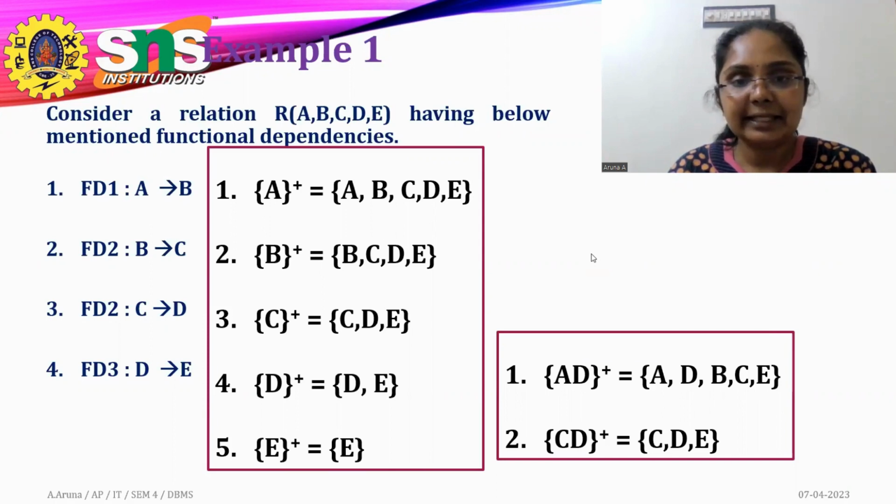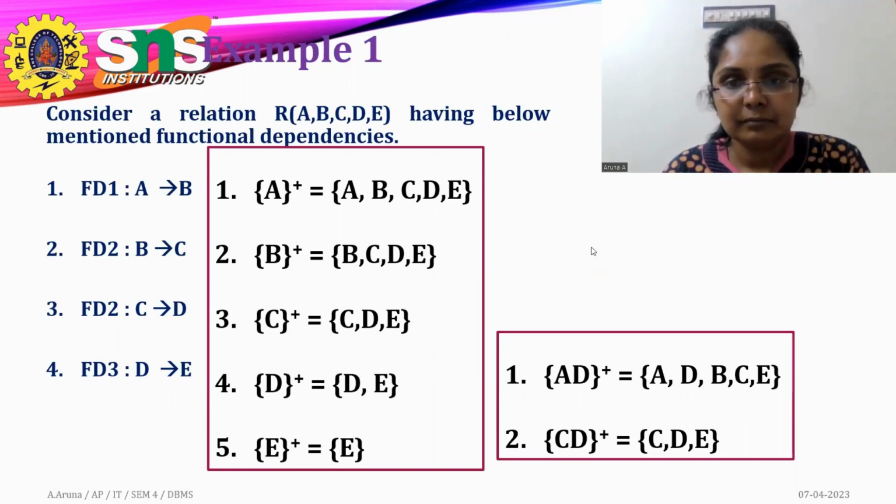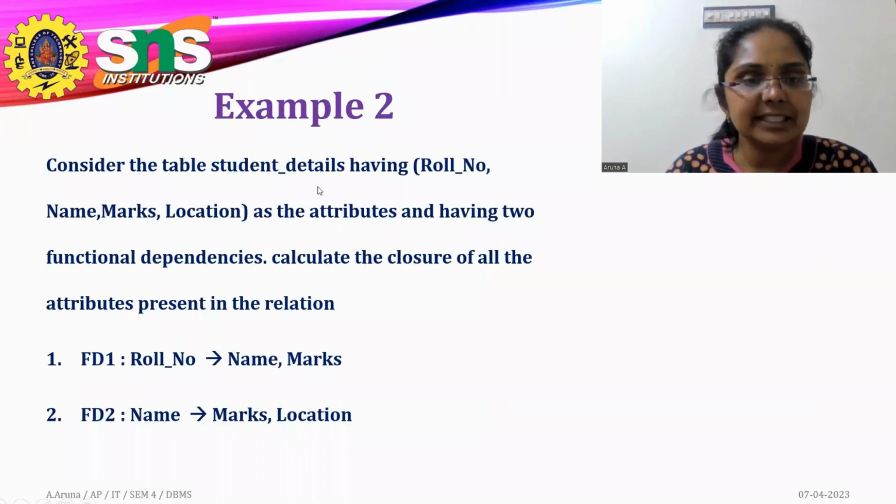Now let us see another example along with a table. This is the second example. Consider the table student detail, which contains 4 attributes: roll number, name, marks, and location. There are only two functional dependencies, and using them we have to calculate the closure set. One is roll number: by using roll number, we can identify name and marks. By using name, we can identify the marks and location.